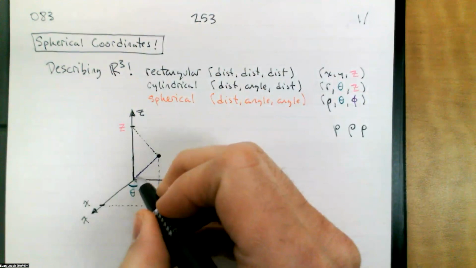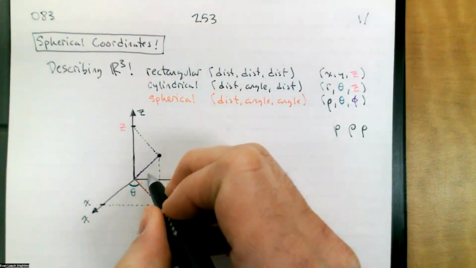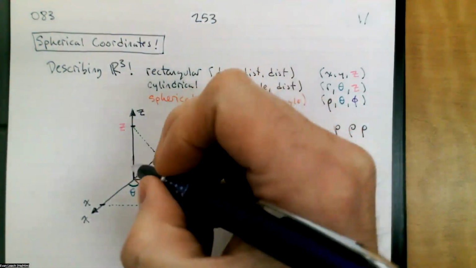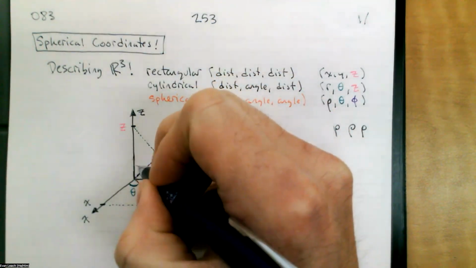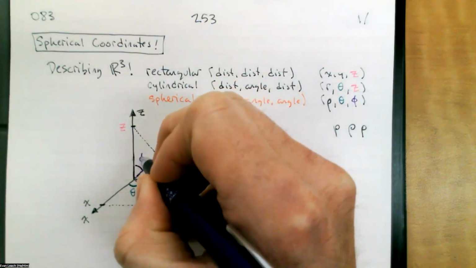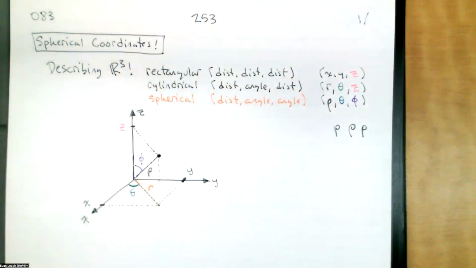So rho is going to be this distance going up to the point. And phi is going to be the angle measured from the positive z-axis. So here is the angle phi. Make a phi like a little tiny empty set, but instead of an angle slash through it, make a vertical slash through it. And that'll be your lowercase phi.